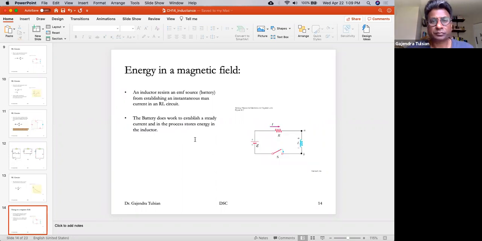Now we have learned how the current builds up in this circuit with an inductor present. And when you remove the battery, the energy stored in the inductor drives the current for a little while. All right. So what I'm going to do is I'm going to pause and let you guys ask questions.